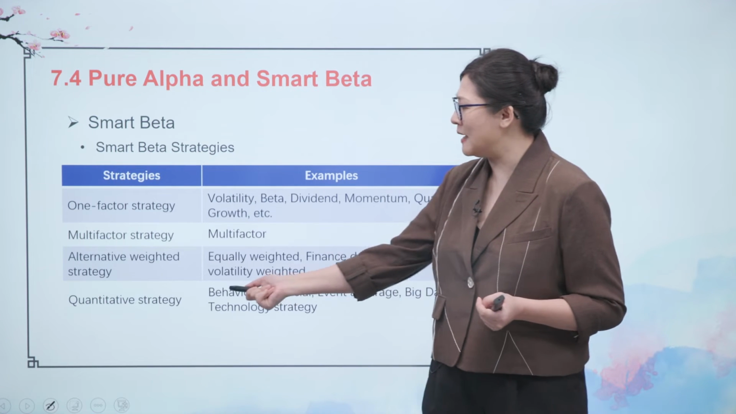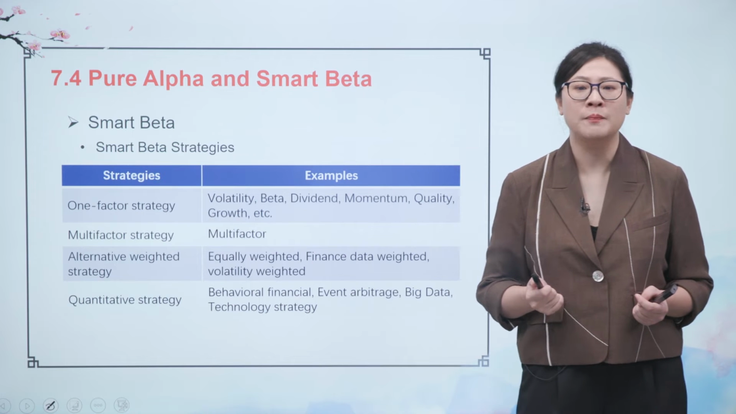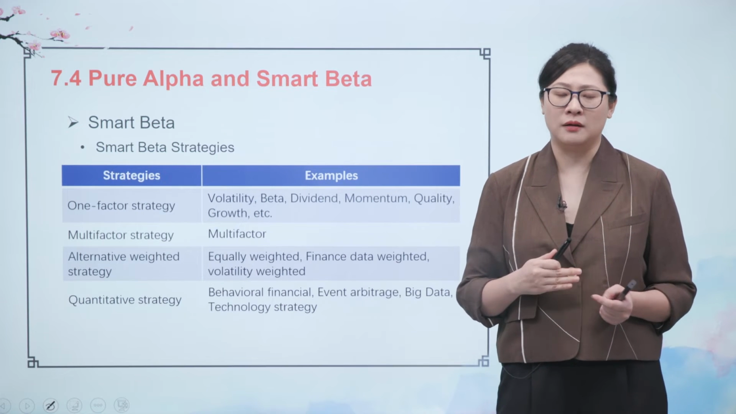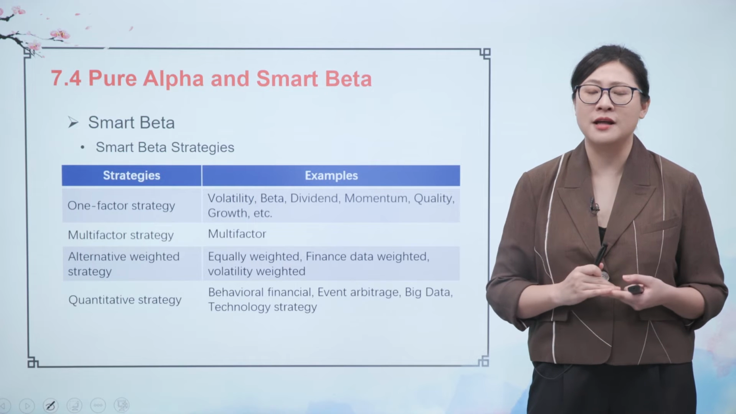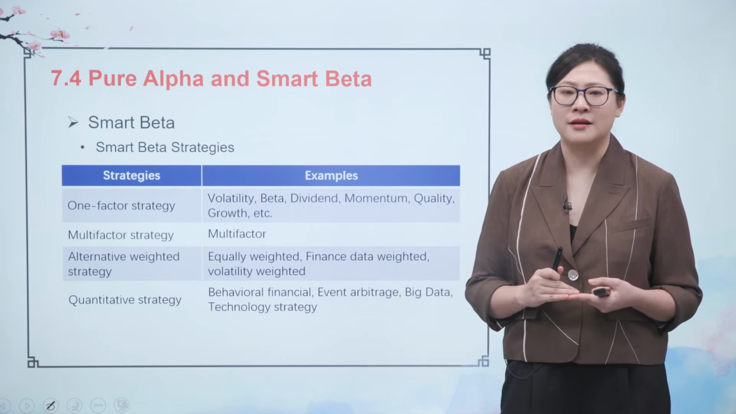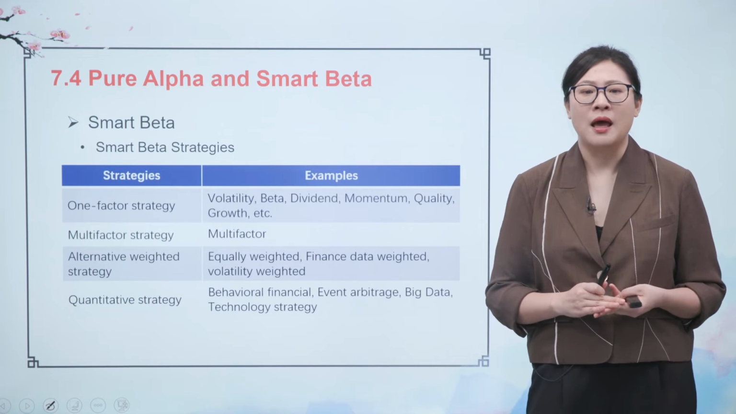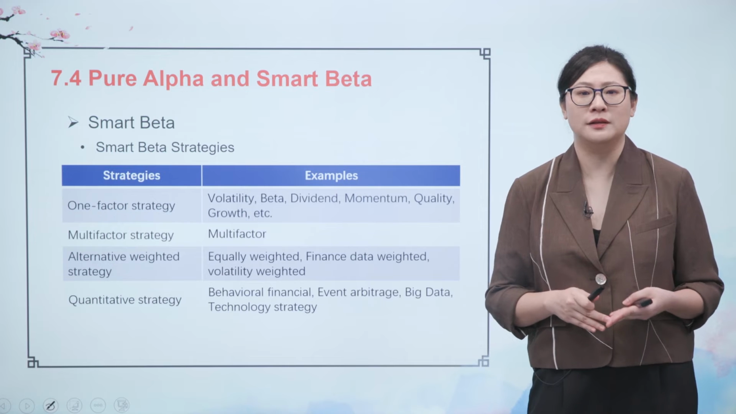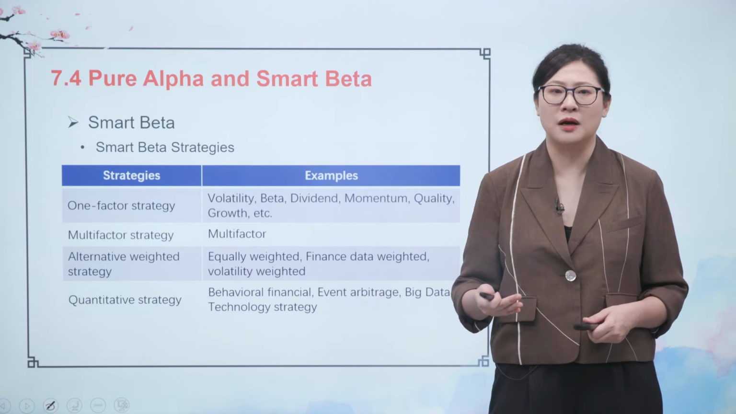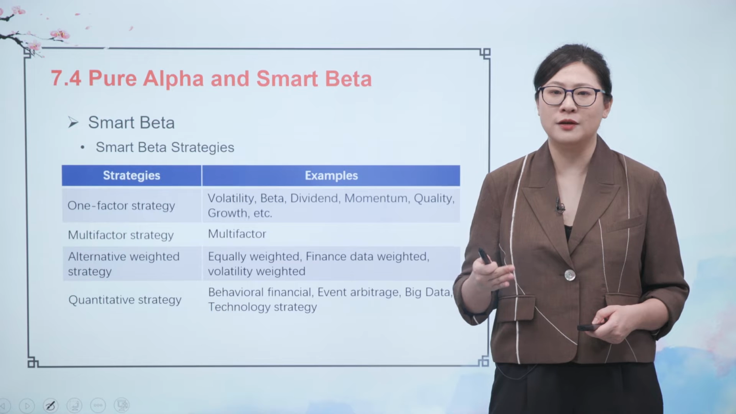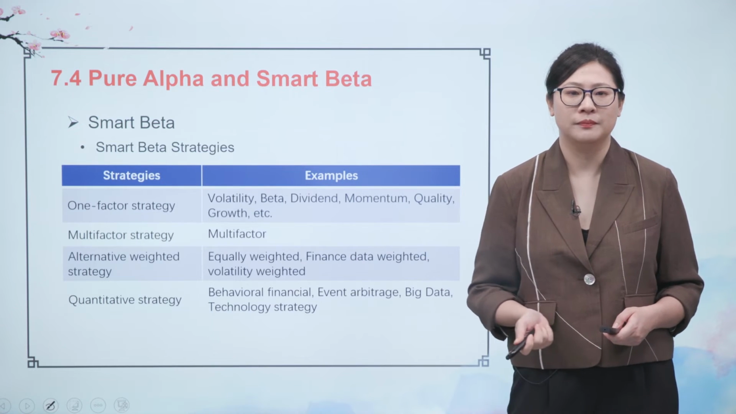The last group is the quantitative strategy, where we might think about behavioral finance, event arbitrage, and also the big data and technology strategy. We discussed this before, and you can go back to chapter 6 to have a look at the style factor part.